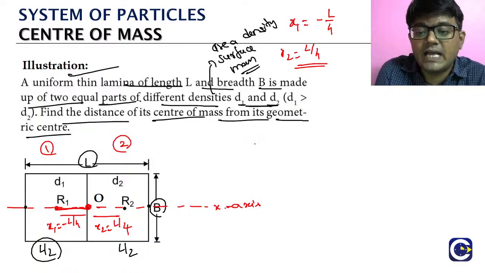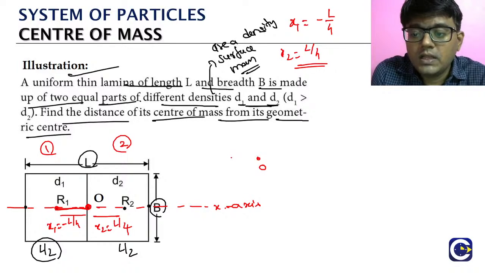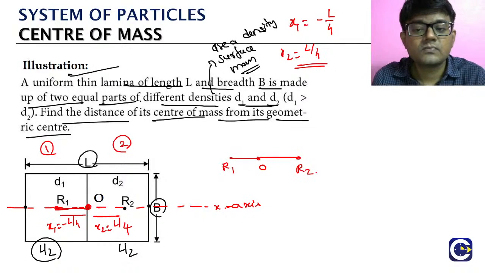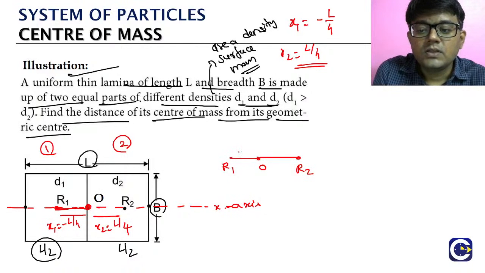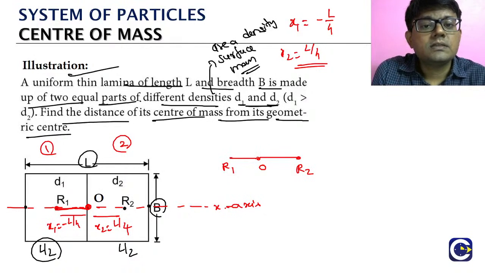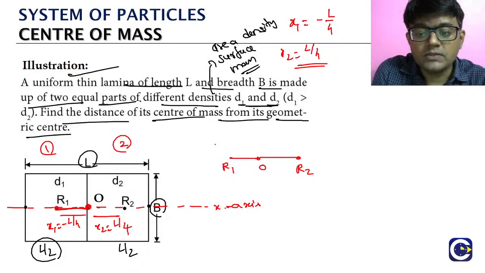Now see what we'll have. O, on this side we'll have R1, on this side we'll have R2. The overall center of mass, we have to find by using the weighted average formula. So what will we require? We will require the mass of these two parts, m1 and m2.